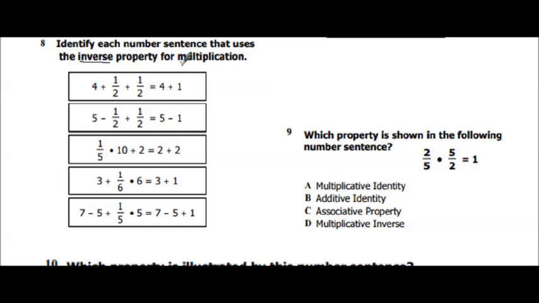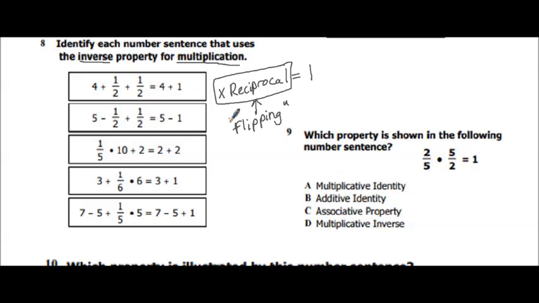Identify each number sentence that uses the inverse property for multiplication. So let's identify what's going on in each step of the number sentence. So when we're doing the inverse property for multiplication, we need to remember that we're multiplying by the reciprocal, and we should equal 1. So the reciprocal is when you're flipping the fraction or inverting the fraction.